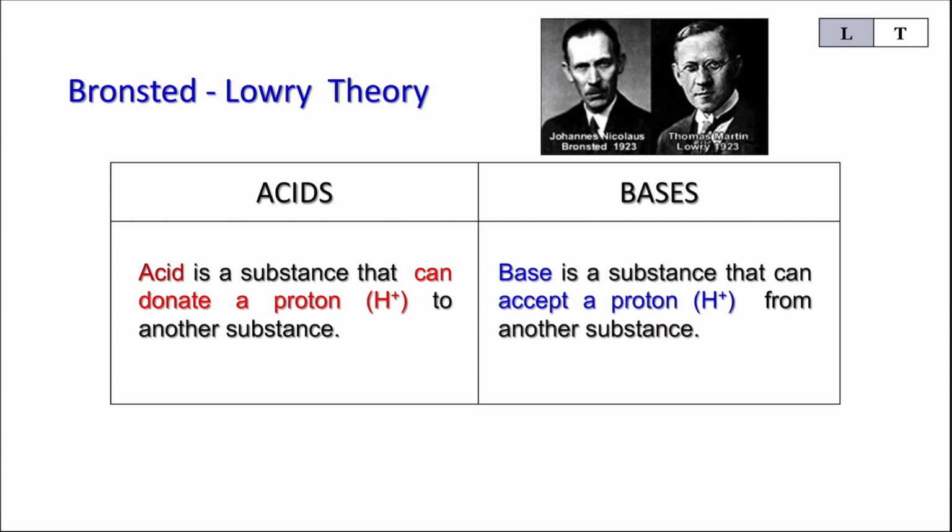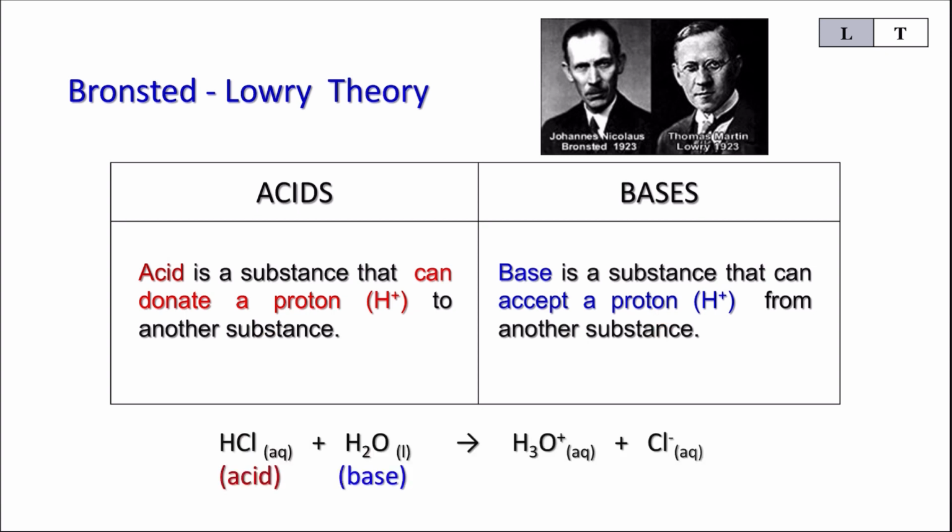Okay, let's see one example. HCl plus H2O produce H3O+ and Cl-. So you can see that acid dekat sini, HCl, dia sudah donate proton dia untuk jadi Cl-. So dia donate kepada H2O, di mana H2O akan bergabung dengan proton yang telah didermakan daripada HCl untuk jadi H3O+. So that is why HCl is considered as acid and H2O is a base.